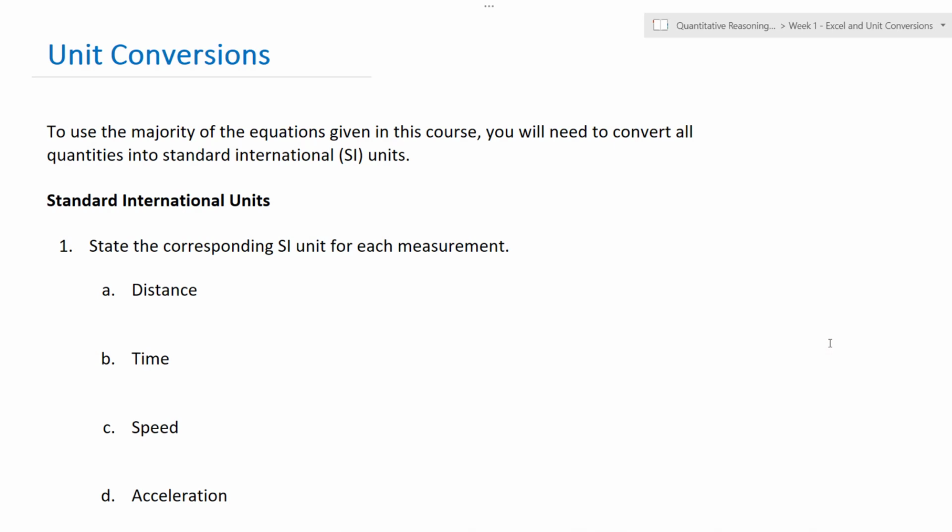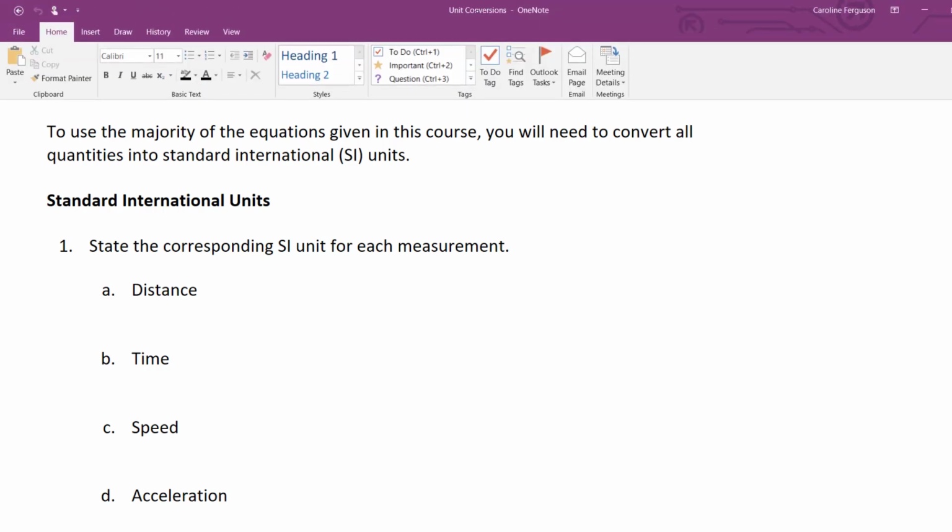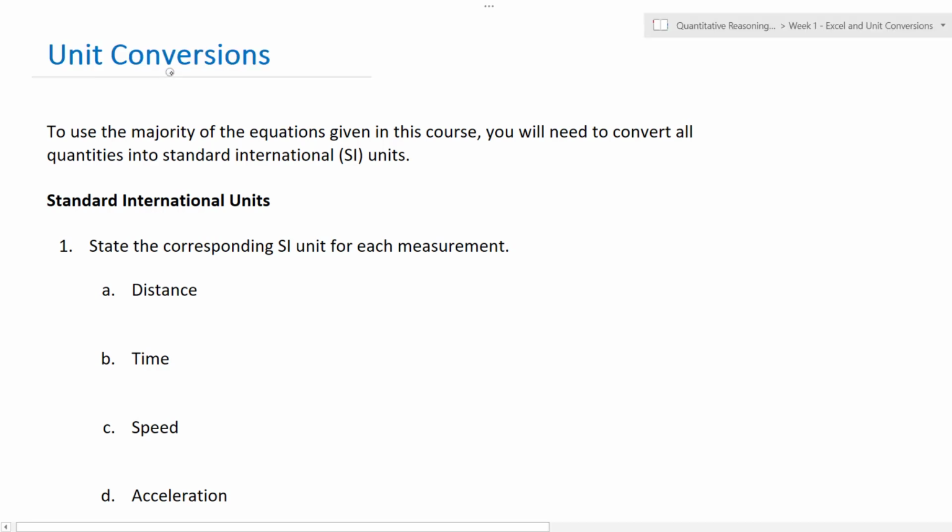So first, distance. Distance is how far you've traveled. Now let's think about what are some possible units for distance. We could have kilometers, we could have centimeters, but the standard international unit for distance is just the meter. I'm just going to put in M for meters.